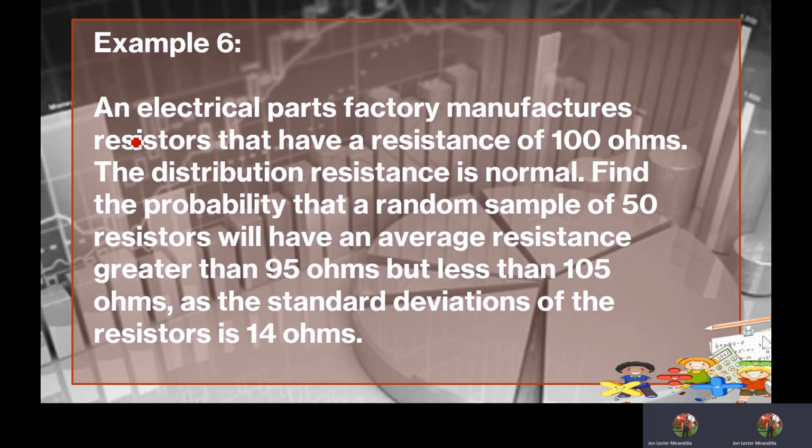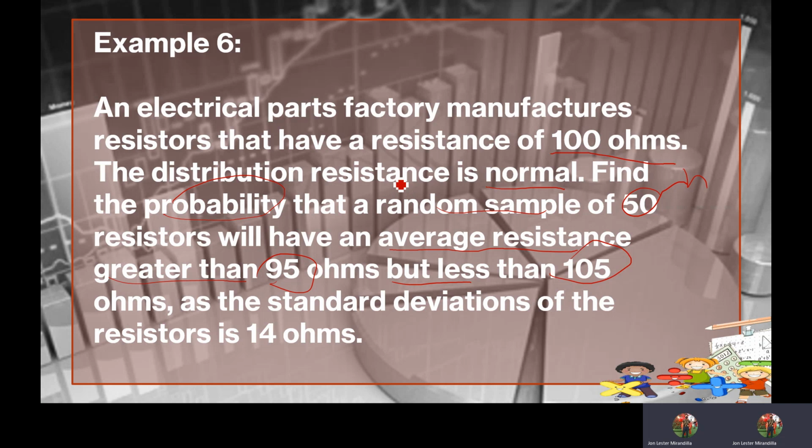Sabi dito sa example number 6, an electrical quartz factory manufactures resistors that have a resistance of 100 ohms. The distribution resistance is normal, 100 ohms. So find the probability. So pinapahanap natin yung probability that a random sample, so ito yung ating n, resistor will have an average resistance greater than 95 but less than 105.